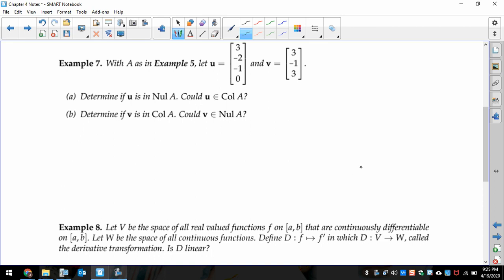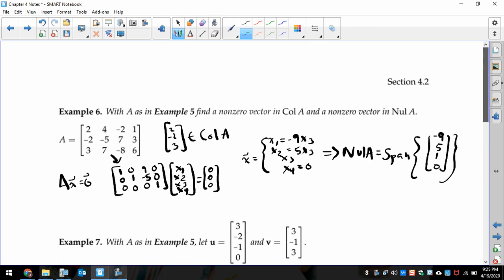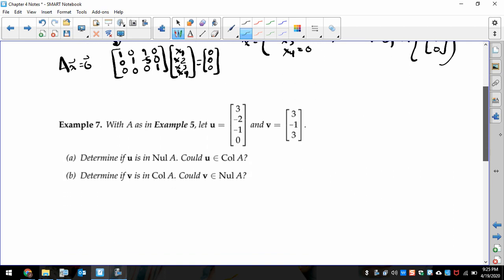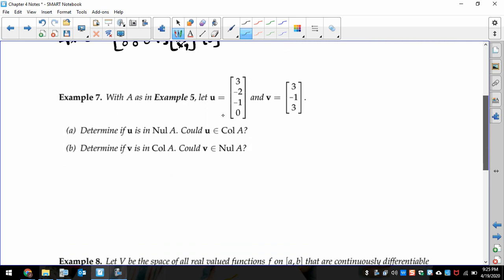Okay, example 7. With A as from example 5, and example 5 was from example 6 as well, reusing some of the matrices here. Let u be this vector and v be that vector. Determine if u is in null A, could u be in column A? And determine if v is in column A, could it be in null A?